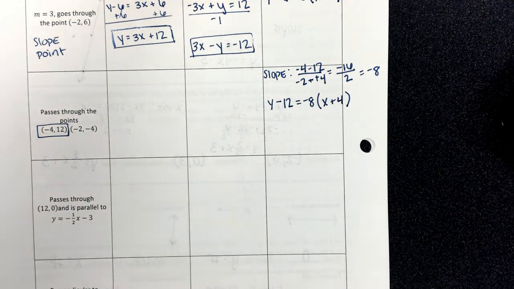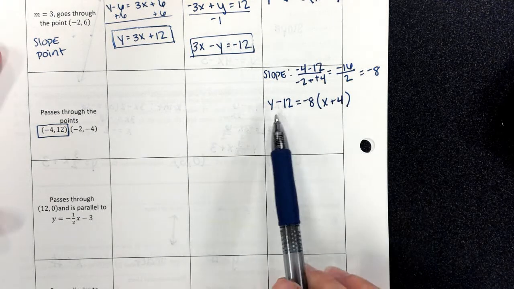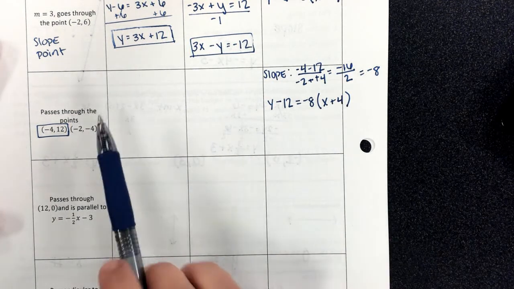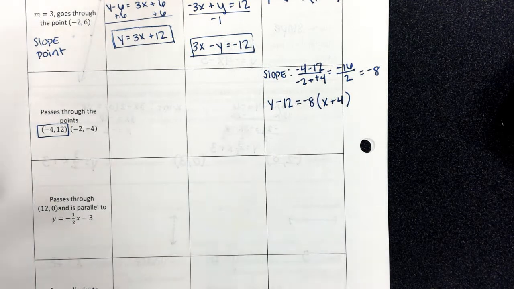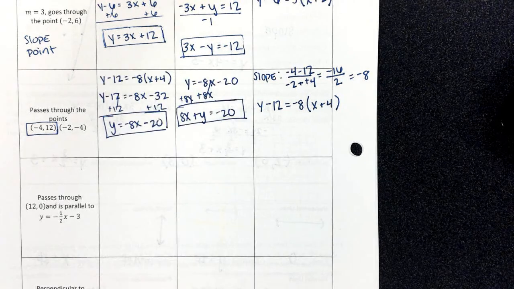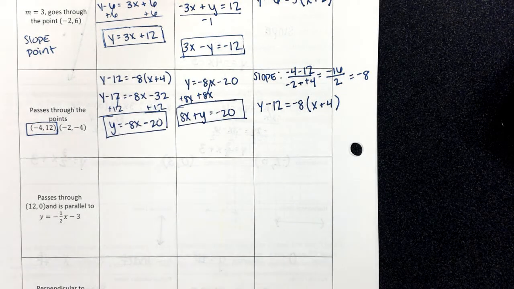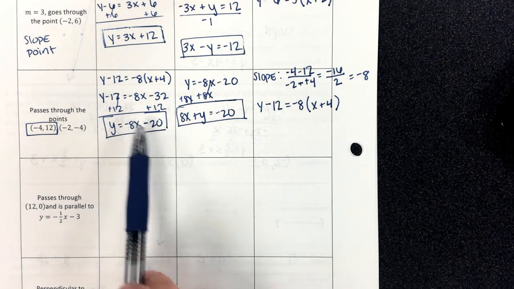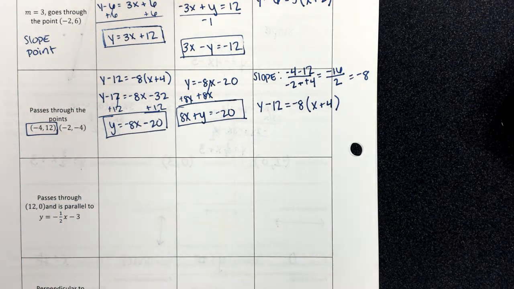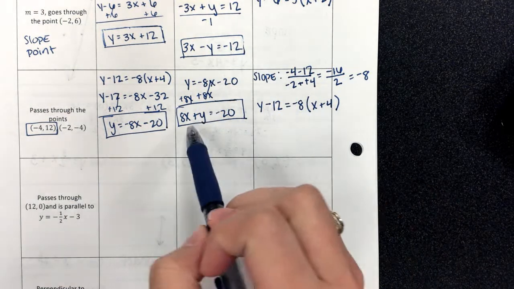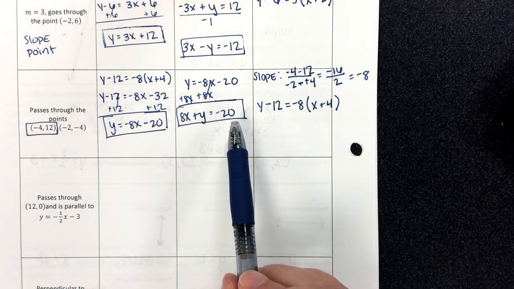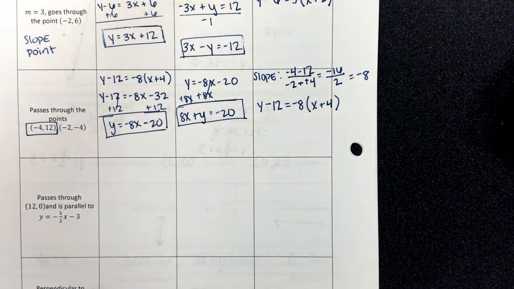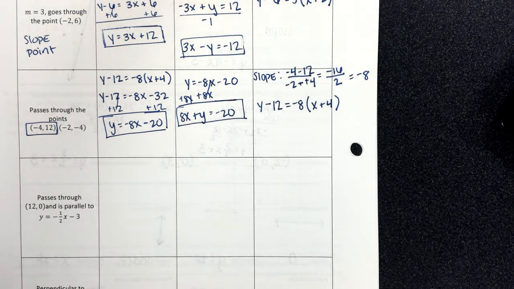Okay? I'm going to push pause on the camera, and I'm going to give you about 2 minutes to see if you can get your slope-intercept and your standard form for me. So check your answers real quick. Y equals negative 8x minus 20. You should have distributed and combined terms. And then 8x plus y equals negative 20. I can keep it because my 8x is positive.